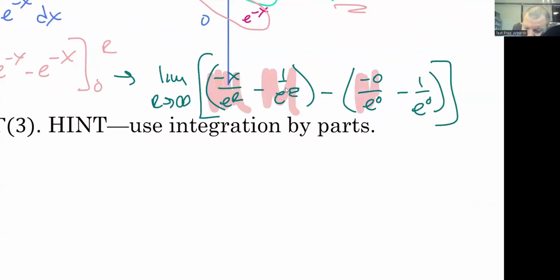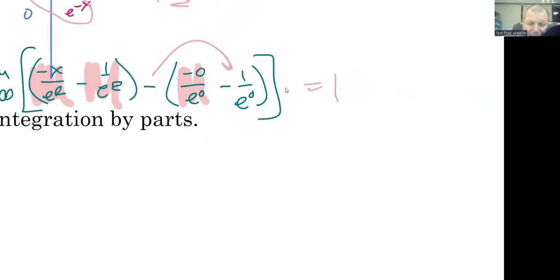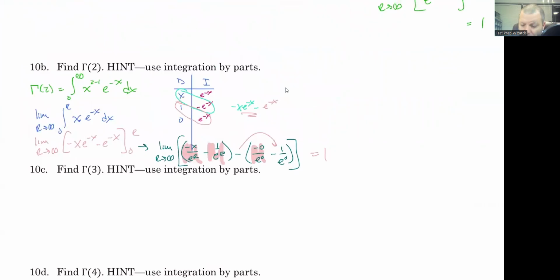This term over here is also 0. So the only thing that lives on is this negative 1, so that's going to be positive 1. So we just showed that gamma of 2 is equal to 1. Gamma 1 equals 1, gamma 2 equals 1. It might seem like this is going to be just a boring all-ones function, but tune in for the next video to see what happens. Bum, bum, bum. How's that for drama?